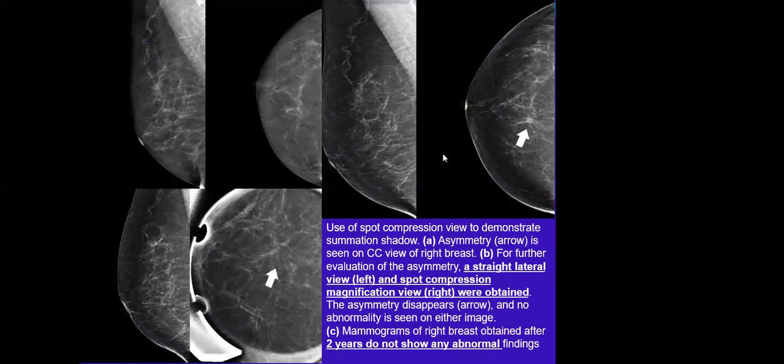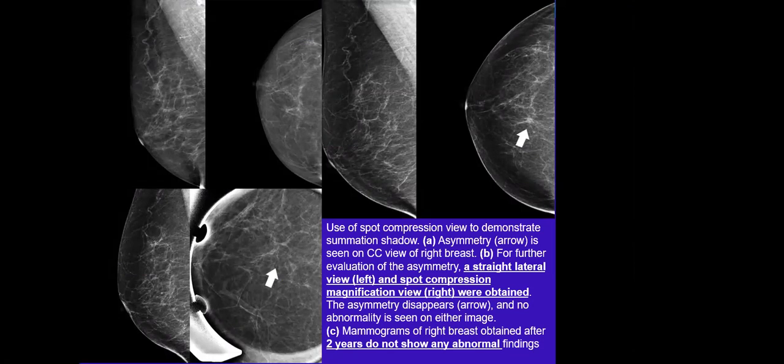But if you look here, this is asymmetry or focal asymmetry. Which type of asymmetry? This is asymmetry. Why asymmetry? It's appreciated in the CC, but not in the MLO.